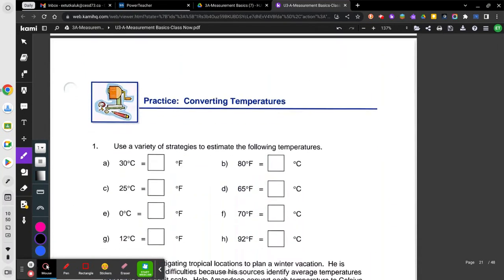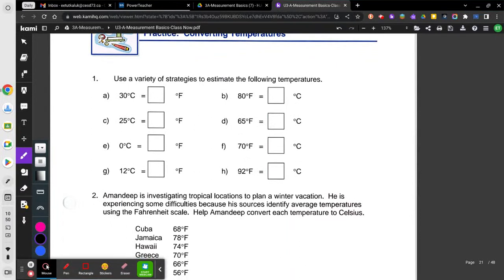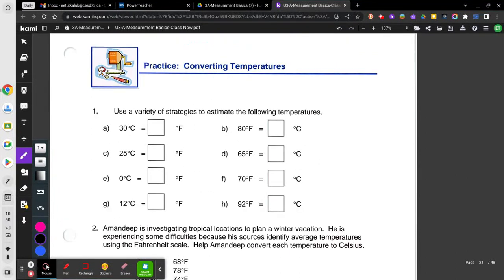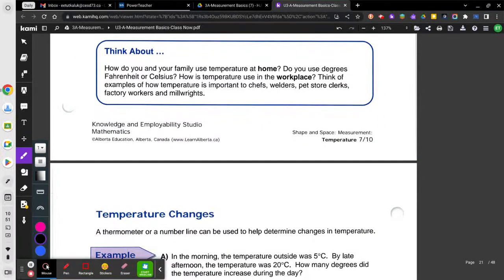All right, so we're going to practice. This is going to be for you guys to practice on. Where it says practice, I want you to put a star. You're going to do that page. And that is the end of that.